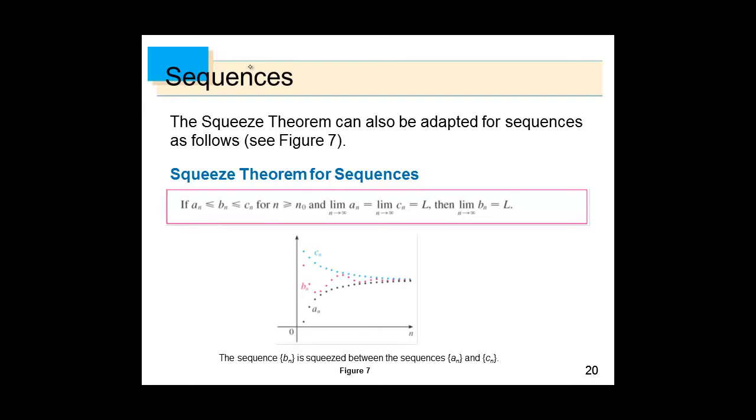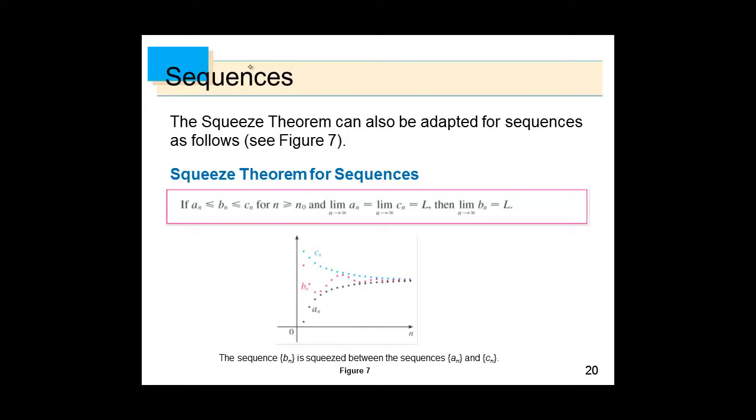You also have a squeeze theorem for sequences. In this case, we have three sequences, a_n, b_n, and c_n, and they satisfy these inequalities, in this order. a_n is smaller than b_n, b_n is smaller than c_n.